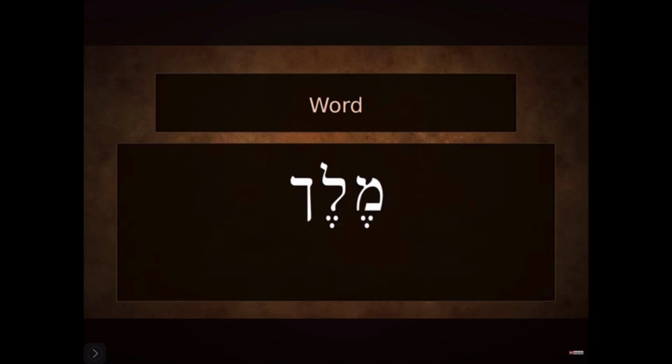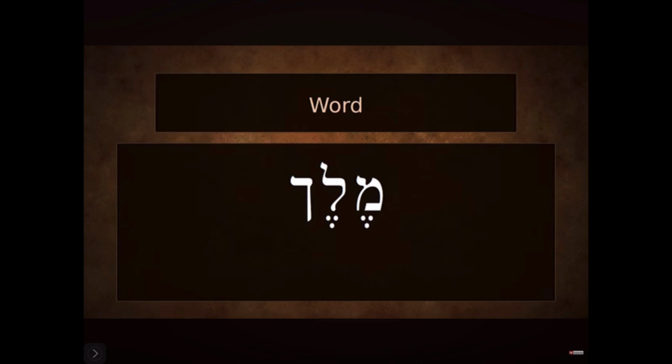Here is another word. This one starts with a mem, so this mem is written in its normal form. Underneath the mem is a segol. Next is a lamed, with a segol under it also. And finally, there is a final kaf at the end. Again, this kaf has to be in its final form because it is at the end of this word.